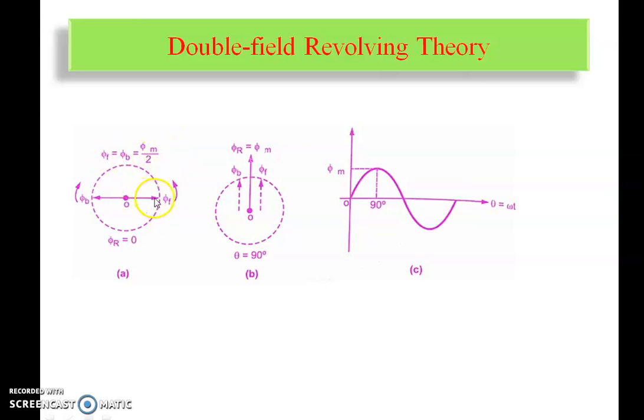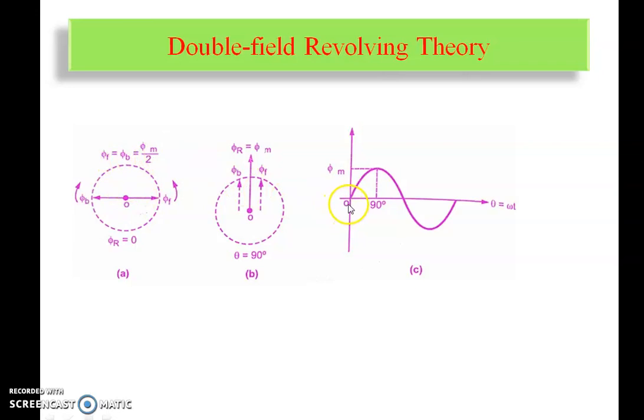Now I consider this phi f. This is nothing but the vector of phi f and here phi b. Suppose I'm adding. Now you can say that both have the same magnitude but in opposite directions. That means I consider that phi f, the forward flux, is positive and phi b is negative. Suppose I'm adding these two, because I know that phi f plus phi b is equal to phi m.